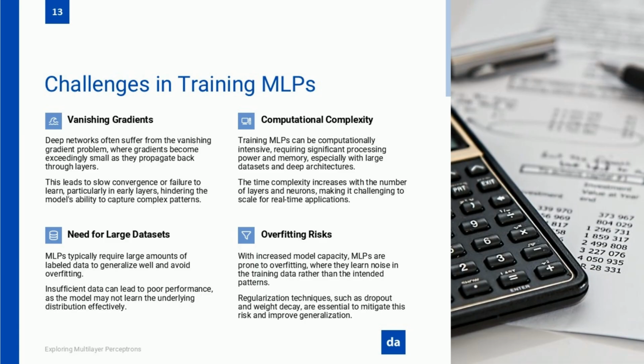And finally, hyperparameter tuning. There's no magic formula for picking the right learning rate, batch size, number of layers, or neurons per layer. It's a trial and error process, often requiring techniques like grid search, random search, or Bayesian optimization to find the best settings. Get the hyperparameters wrong, and your model might learn too slowly, overfit, or fail to learn at all.